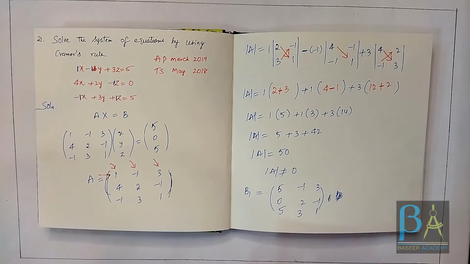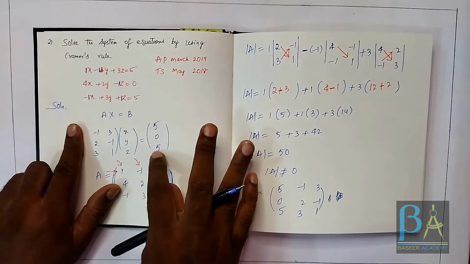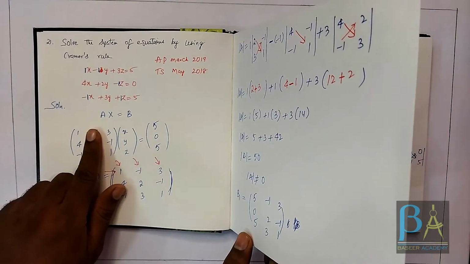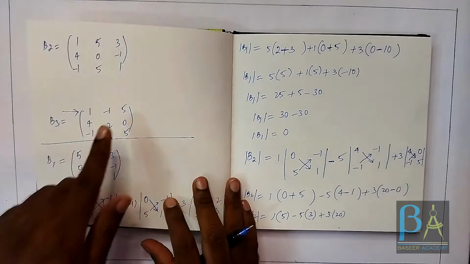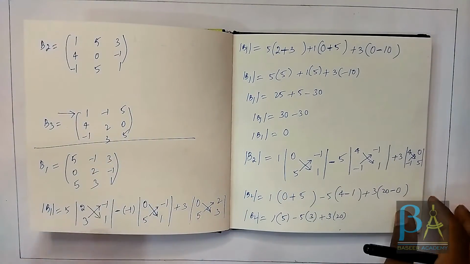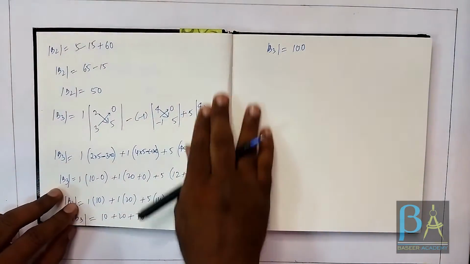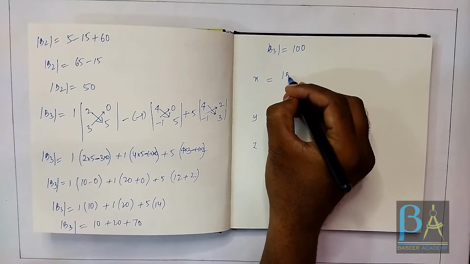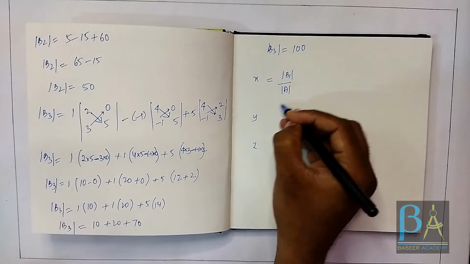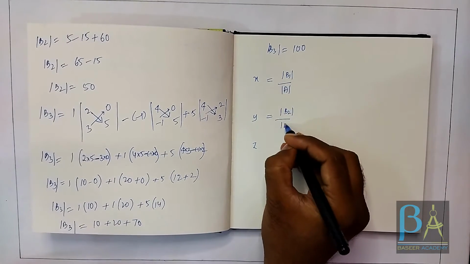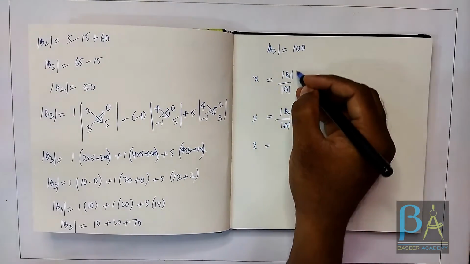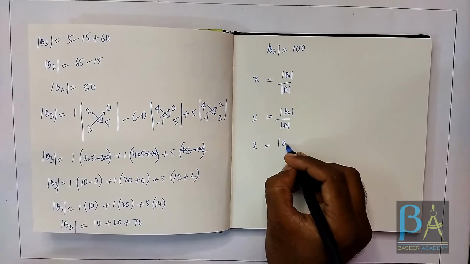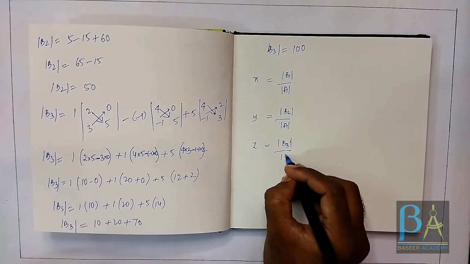We found B1 by replacing the first column with the constant matrix. We found B2 by replacing the second column with the constant matrix. We found B3 by replacing the third column with the constant matrix, and we found the determinants of B1, B2, B3. Lastly, we can now find the values of X, Y, and Z. X is going to be mod B1 by mod A. Y is going to be mod B2 by mod A. I pretty much have the habit of reading this as mod B1. You can read it as the determinant of B1, that's fine. So Z is going to be mod B3 by mod A.